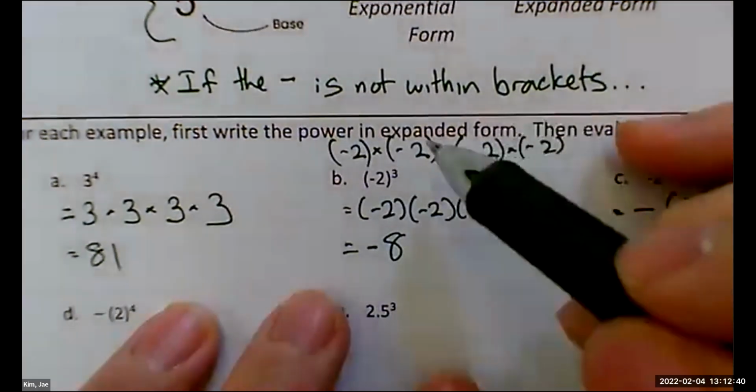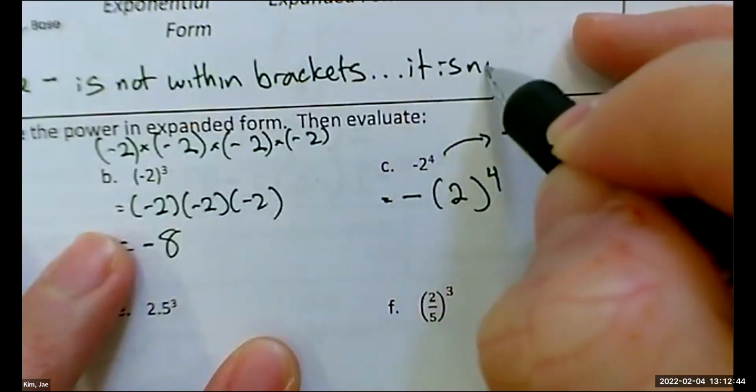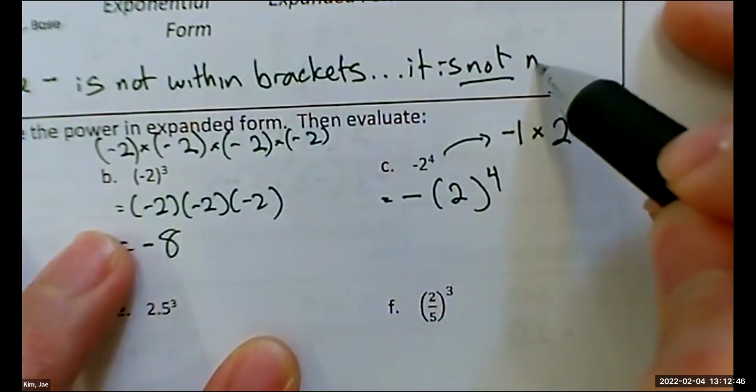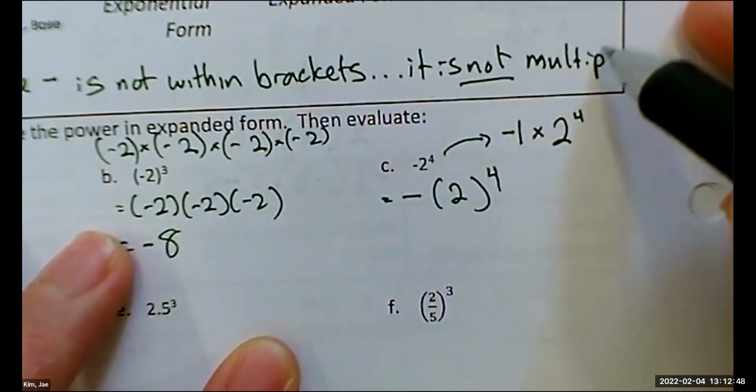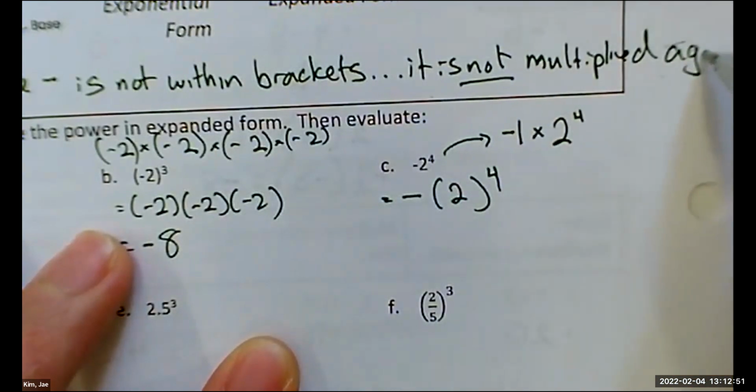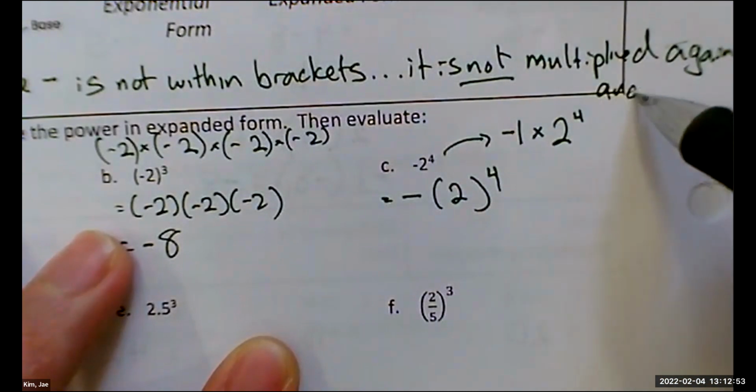So how about I write this? If the negative is not within brackets, it is not multiplied again and again.